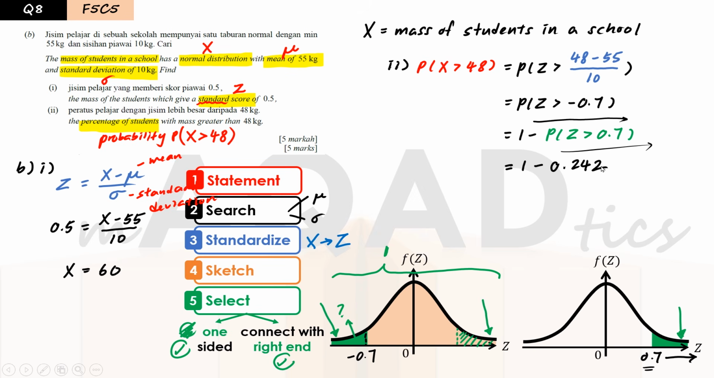Okay, so now let's get back to find out the probability. Alright, so from the tables, our probability is 0.242, and if we minus it from 1, then our probability would be 0.758. Right, but that's not all. Let us recall the requirement of the question. It says we need to find out the percentage of students. Alright, so let us just convert this decimal into a percentage, which would be 75.8%. Right, so it means 75.8% of the students have a mass greater than 48 kg.